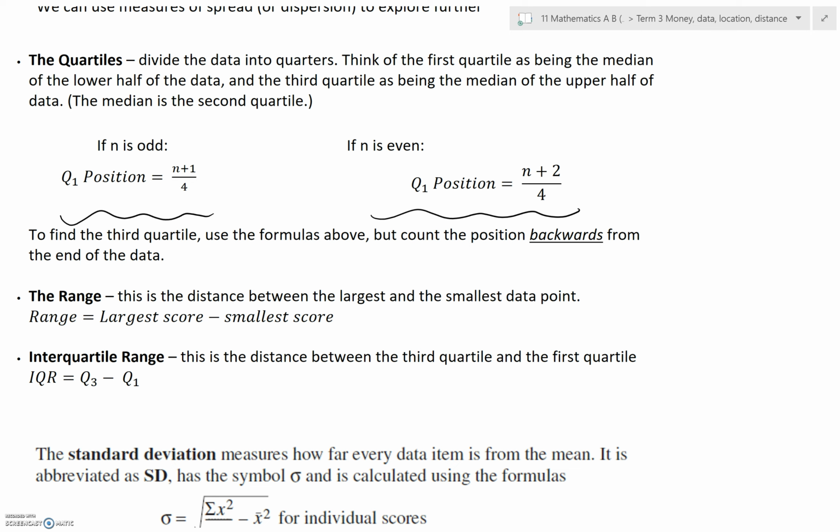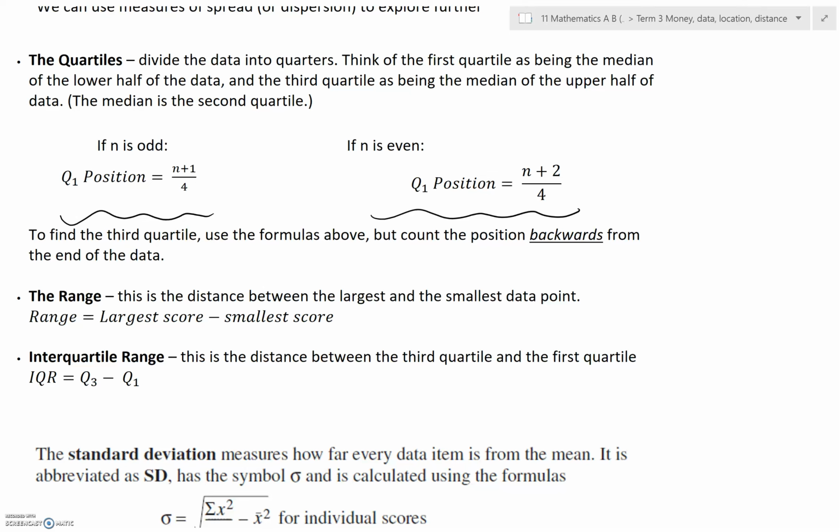If our number of data items n is even, so for 12 data items, for example, then the Q1 position is found by using (n + 2) over 4. So the first thing you need to do is order your data. Second thing you need to do is figure out how many you've got and which formula you're going to use.